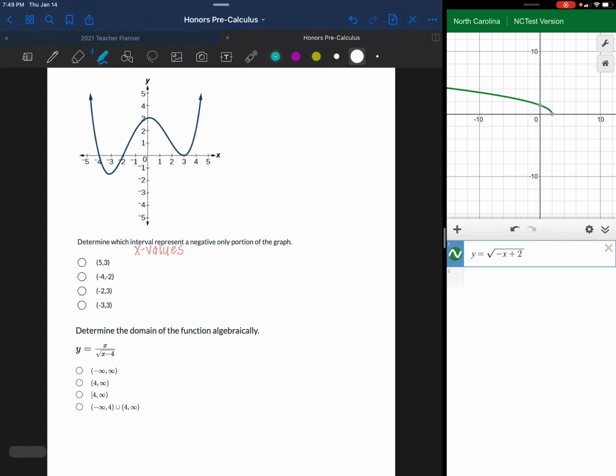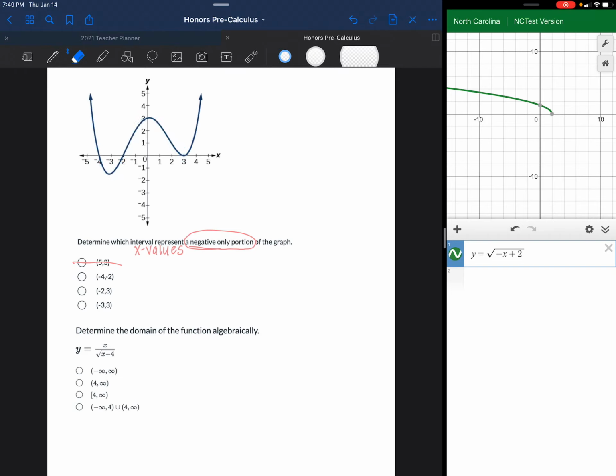Alright, so the first one is from positive 5 to 3. Or excuse me, that should say negative 5. So when you see it, it'll say negative 5. So negative 5 to positive 3. So all the way to 3. Now the key here is that this says negative only portion. So yes, there are some negative sections in here because it's below the x-axis, but that's not the only. There's also positive, so we're going to get rid of that one.